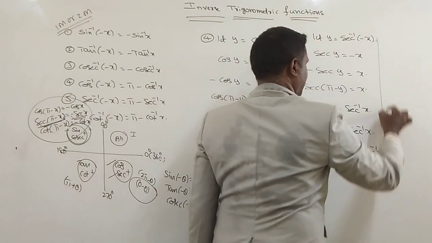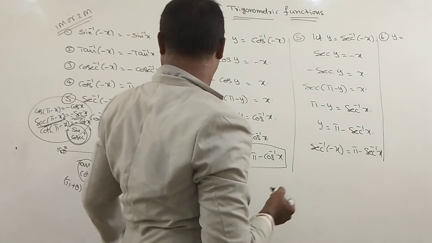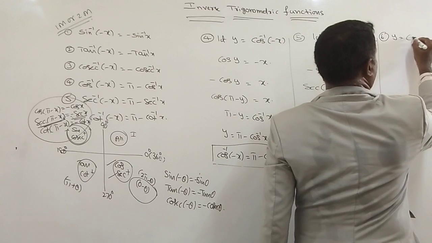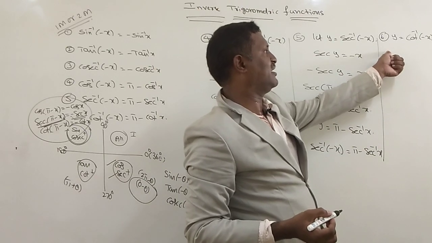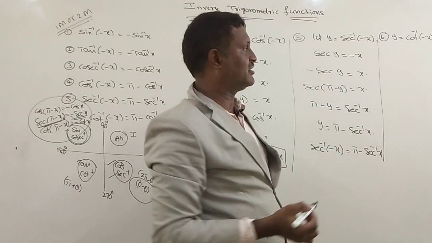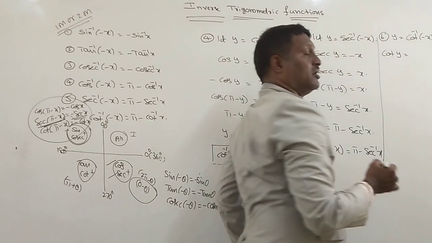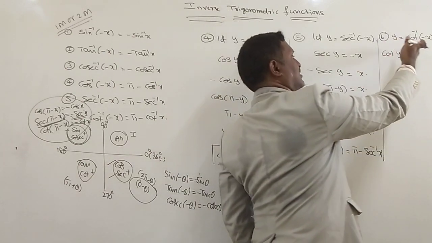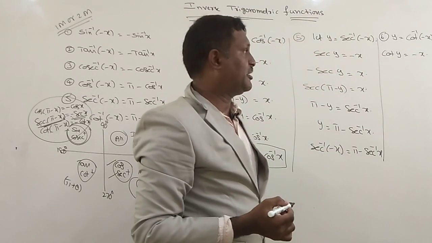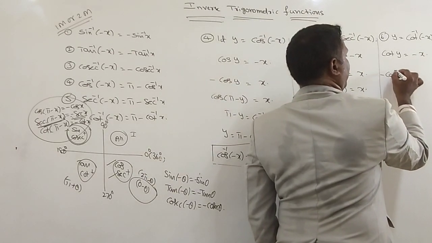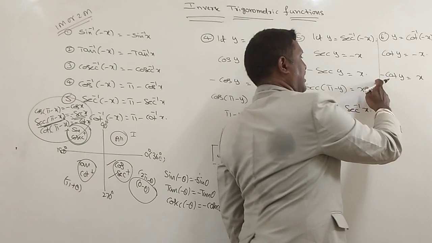Similarly, the sixth one: y is equal to cot inverse of minus x. Take the cot inverse to the other side, we can write cot y is equal to minus x. Now multiply by minus sign: minus cot y is equal to x.